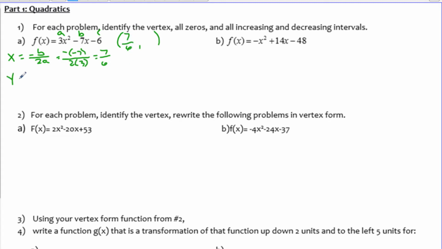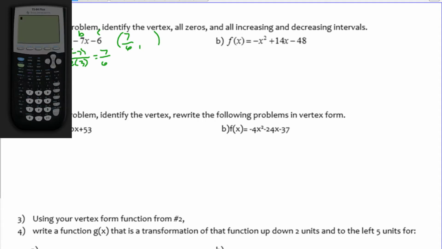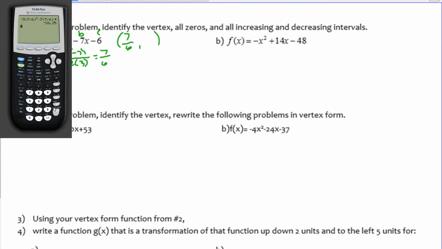And then to find my y, I'm going to plug this x value, this 7/6, into my equation. So let me bring up my calculator. We're just going to type this information in and find out what happens. So our problem says negative 3 times 7/6 squared, and it's minus 7 times 7 divided by 6, and minus another 6.